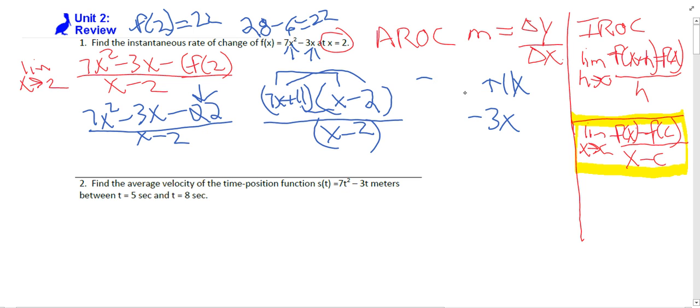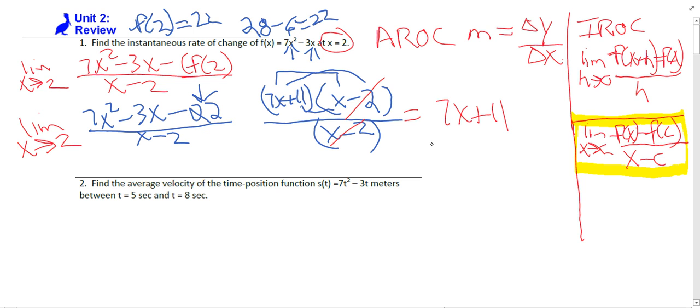So we can erase all this over here, and we can cancel these guys out. And now, since we still have our limit as x approaches 2, we can go ahead and directly plug that in to our remainder here, and we have 7 times 2, which is 14, plus 11. 14 and 11 is 25. So our answer is that the instantaneous rate of change, or another way of saying this is f prime at 2 equals 25.